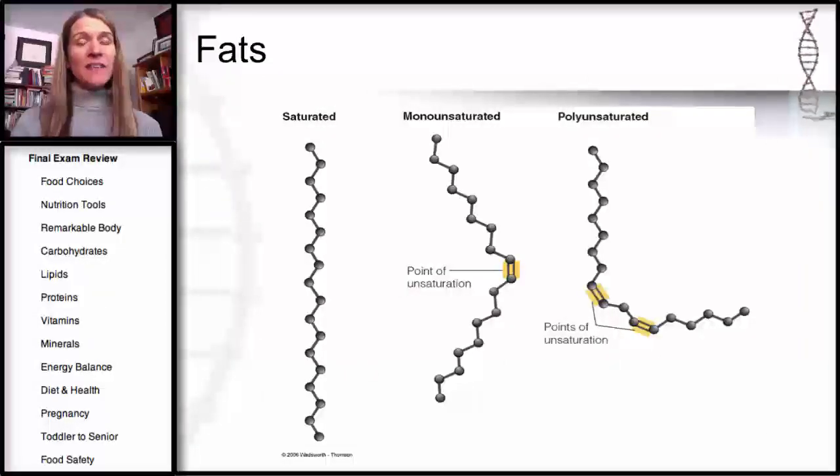For our fats, and these are in particular fatty acids, we have 3 main types. Saturated fat, which means that it's saturated with hydrogen. There are no double bonds. Monounsaturated, which means there's 1 point of unsaturation. Essentially, there's 1 double bond. And polyunsaturated, which means that there are 2 points of unsaturation, and at least 2 double bonds.